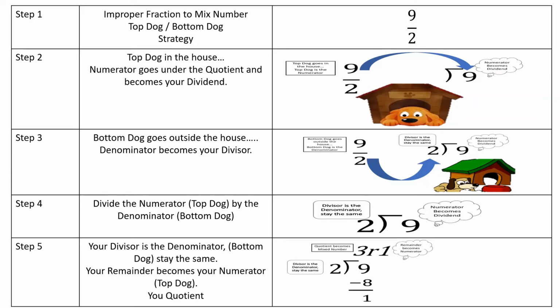So when we did our division, we had 3 with a remainder of 1. Now, the way we set this up as a mixed number, our quotient becomes the whole number, which makes it a mixed number. Our divisor remains the same, and our numerator is from our remainder.